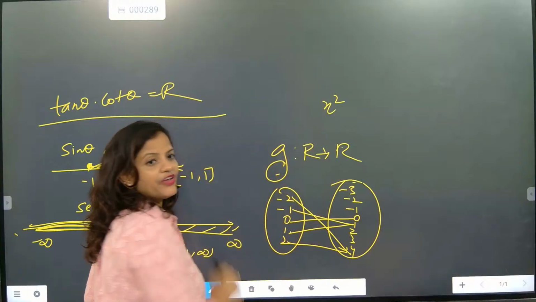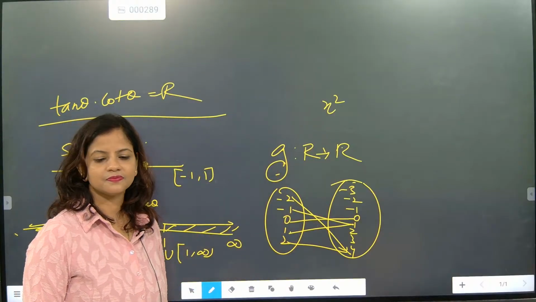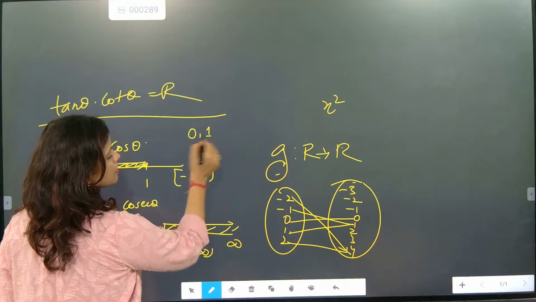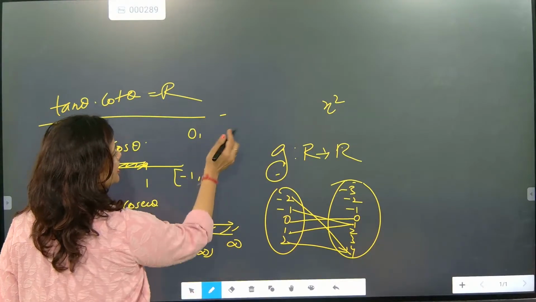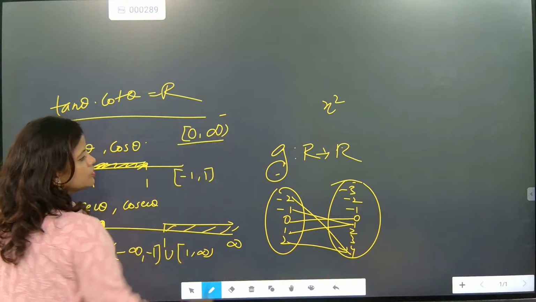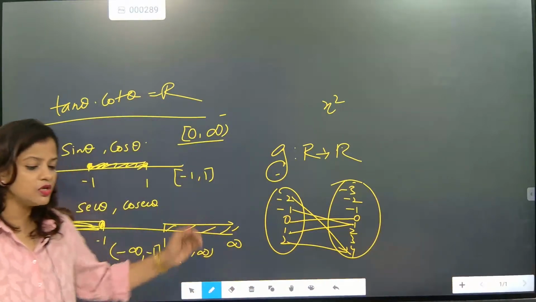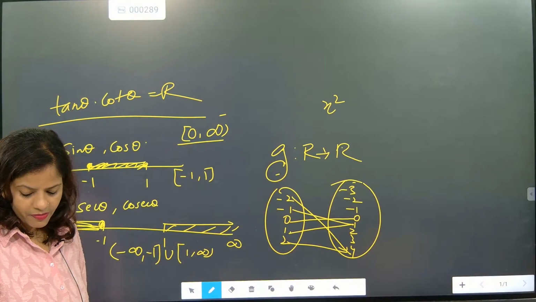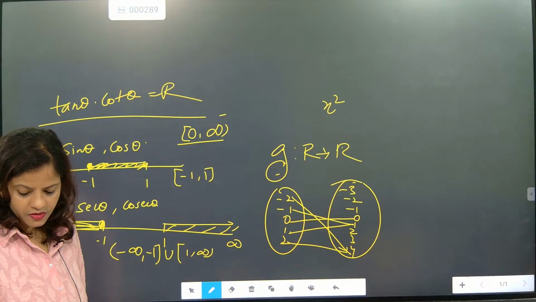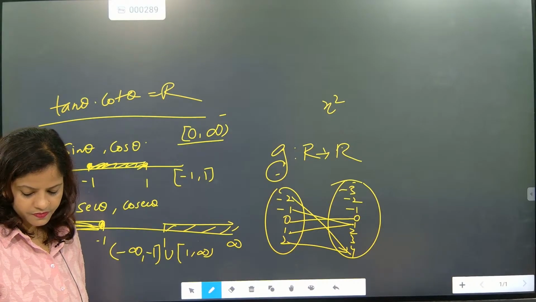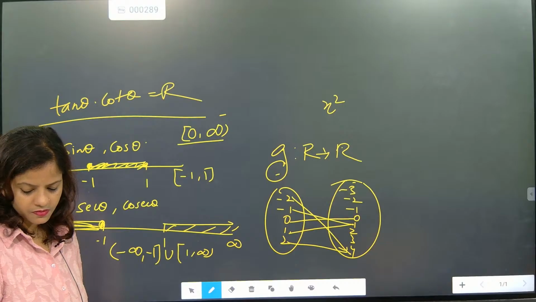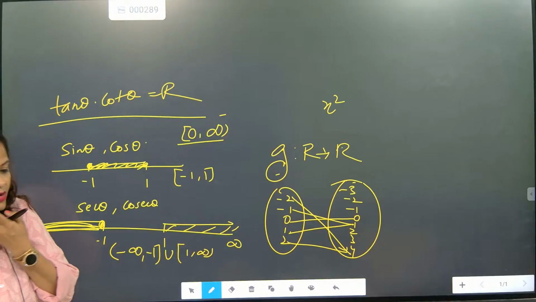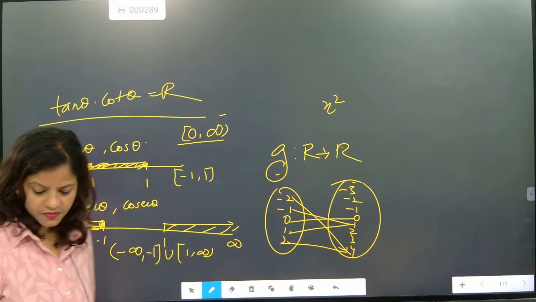Range of g of x will be coming as 0 to infinity. Because it starts with 0 and all negative number mapping is also coming for positive. All negative numbers are also coming for positive. This you must remember, please.